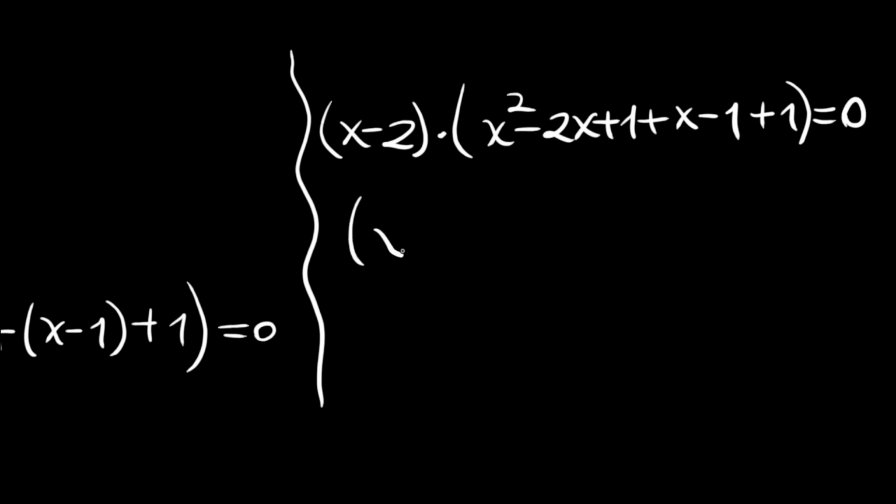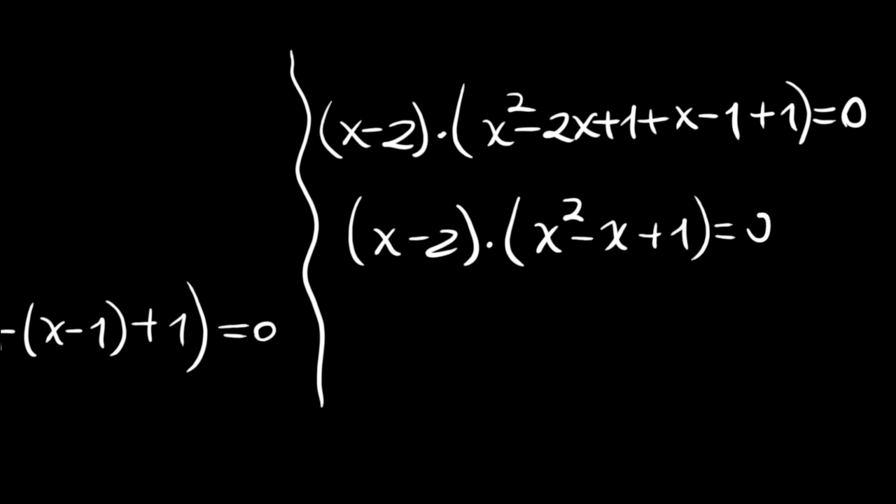So this second part here becomes x squared. Negative 2x and plus x becomes negative x. And these constants become plus 1, I guess. This is equal to 0. So we have a real, actually an integer root. x is equal to 2.